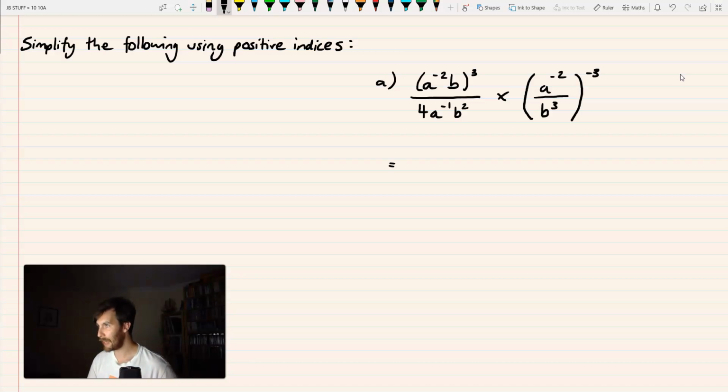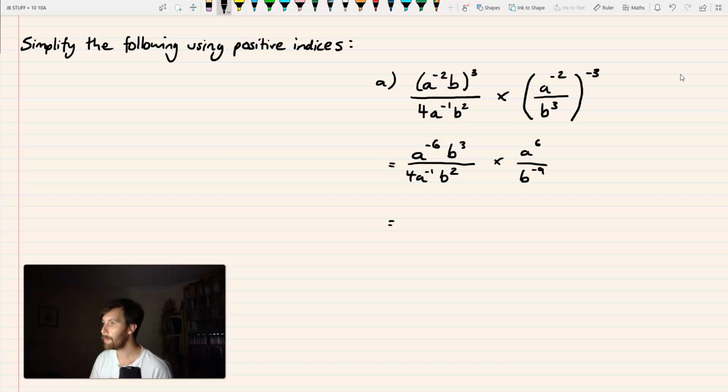So on the left-hand side, a to the power negative 2 multiplied by 3 is a to the power negative 6. Multiply that by b to the power 3. And then I'm pretty much just going to have to copy the next one down. So please bear with me while I do that. Okay, now on the right-hand side, we've got to apply that power negative 3 to everything that's in that fraction. So multiply that through all the powers. A to the power negative 2 times negative 3 is a to the power positive 6 over b to the power negative 3 times 3, which is b to the power negative 9.